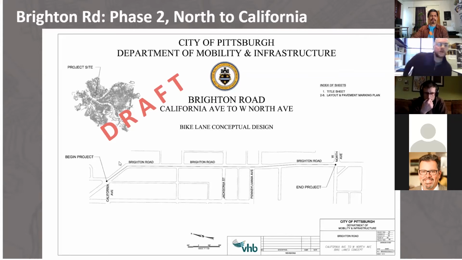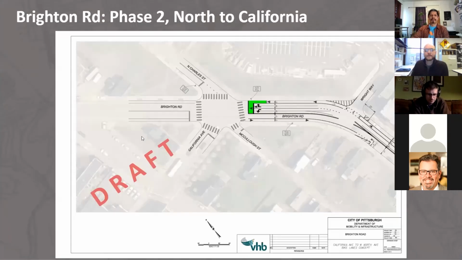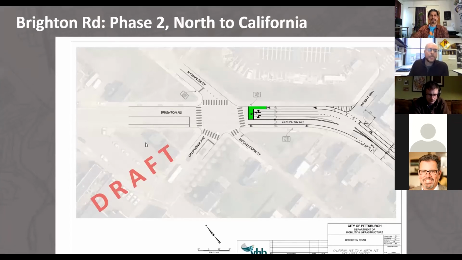So here we'll describe what we have designed in a draft form for this section. Next, please. So we'll start up at the north end at California. This section here simply maintains the existing street width and street section and squeezes a little bit out of there so that we can have a northbound, so uphill, bike lane added.